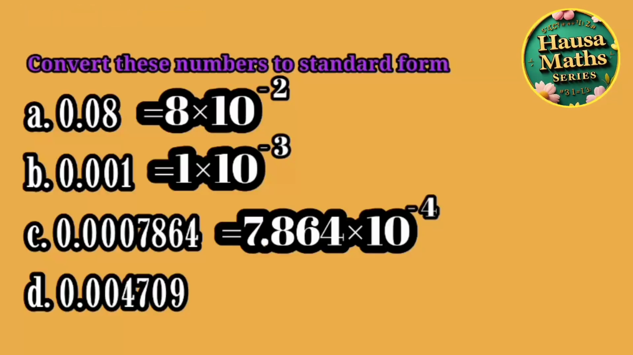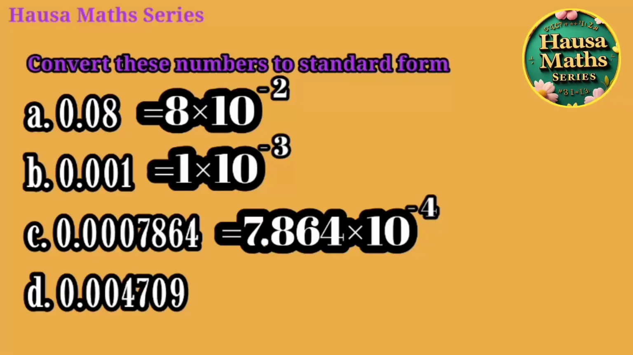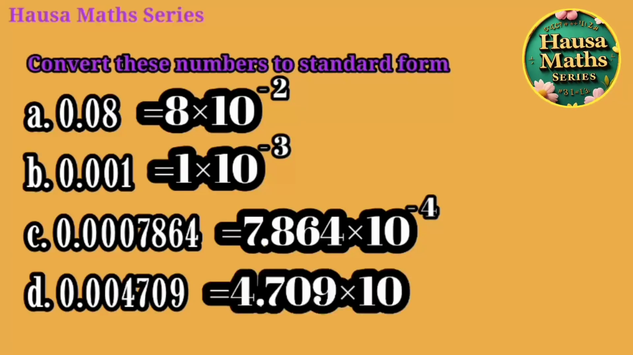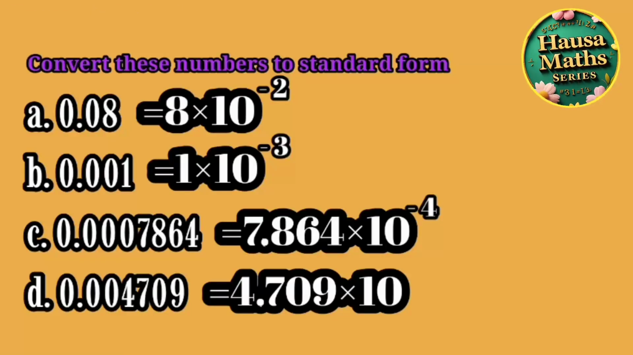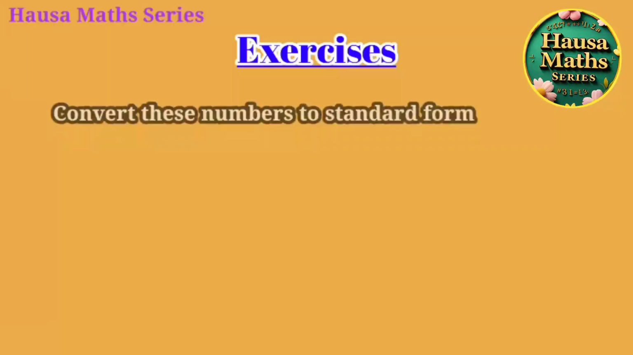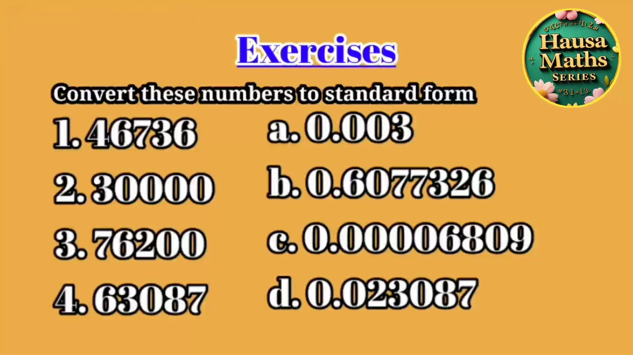Then the last one, D, 0.004709 is equal to 4.709 multiplied by 10 raised to the power -3. So that is it. Let us take an exercise. This is an exercise given to you for practice.